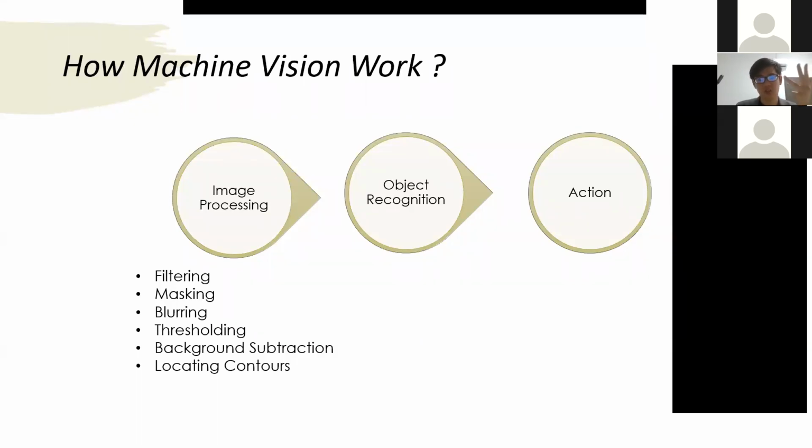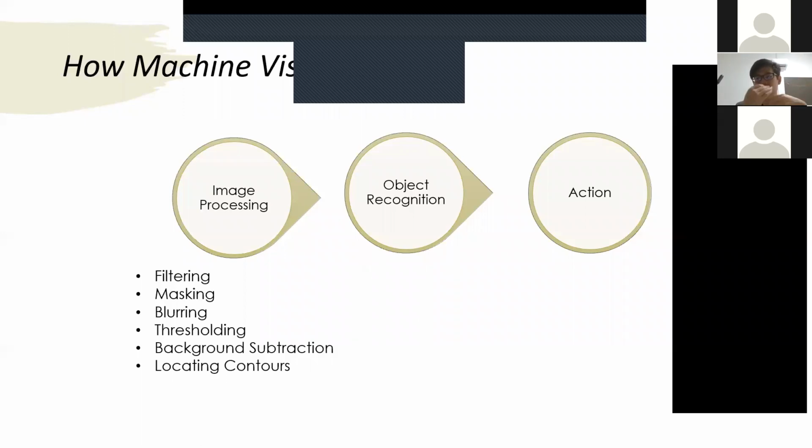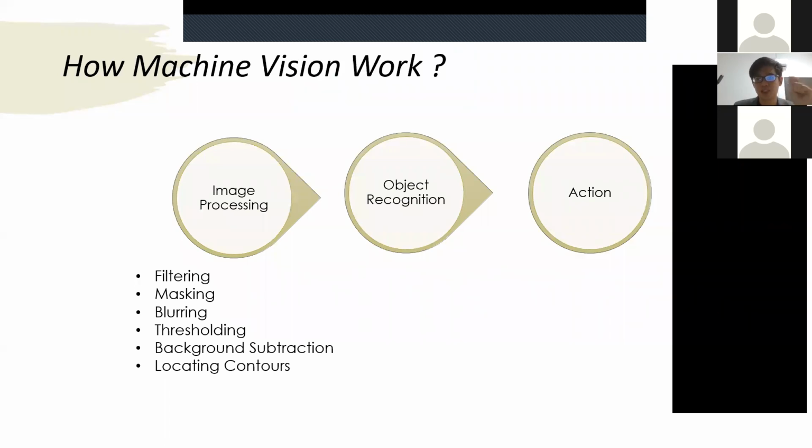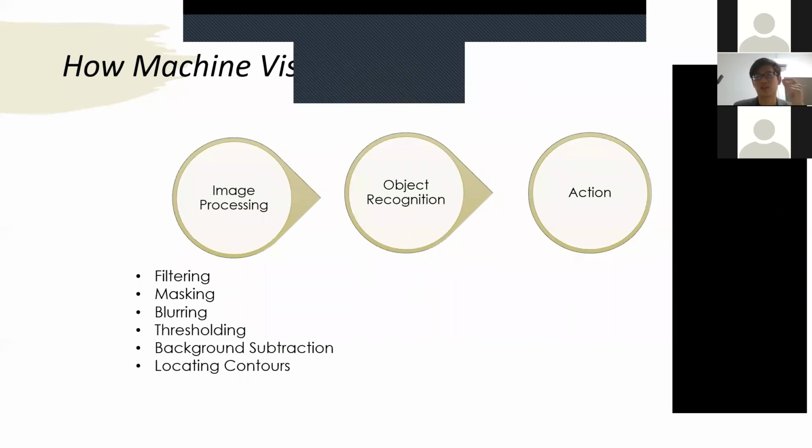Sometimes you want something that is brighter and you don't want the dark parts, so you use thresholding. And also background subtraction. With background subtraction, you subtract two images, so the remaining pixels are the ones that are moving. This is used mainly for moving object detection and locating the contour.